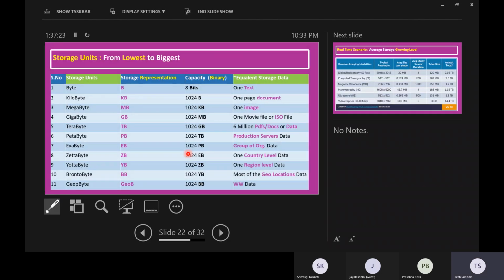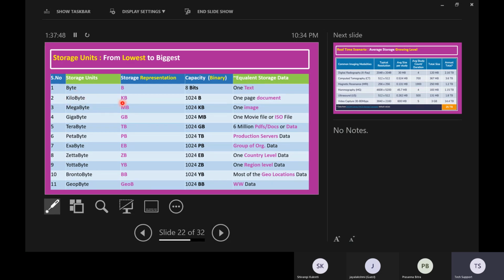So as part of the real-time scenario, one basic point is we need to understand the storage units from lowest to biggest. Normally in our storage units, we have different types of storage units, like byte. In storage representation, we call it B, and 1 byte equals 8 bits. On average, it's equivalent to one text file.